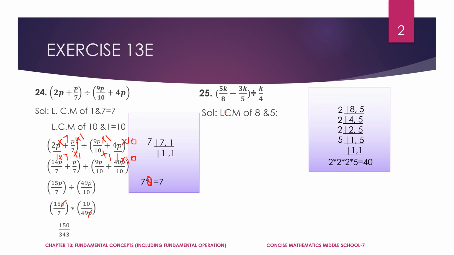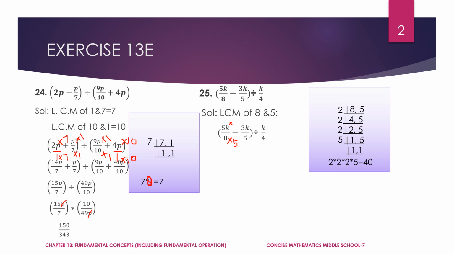Now you need to make the denominators 8 and 5 as 40. You have to make these denominators equal. Because they are unequal, we need to make them equal so that you can add the numerators. So when 8 is multiplied with 5, you get 40.